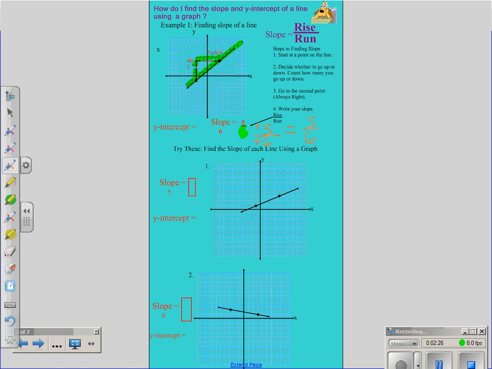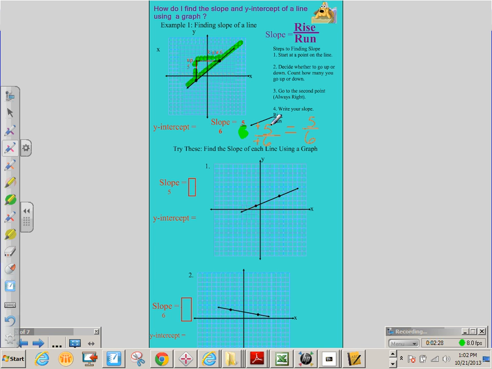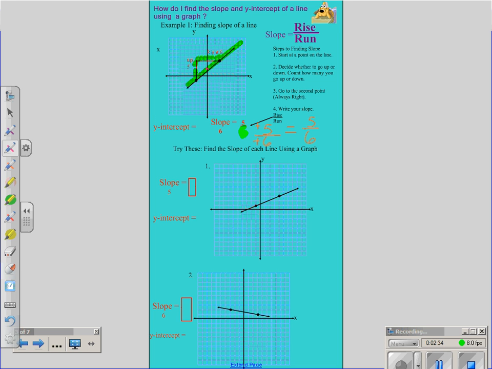Now the y-intercept simply means the place that the graph crosses the y-axis. I can see that the y-axis is crossed at about this point. It's actually halfway between 1 and 2, so I would say that the y-intercept is 1.5. Generally speaking, we're going to give you y-intercepts that are right across a point. But in this case, it's a little bit off from that, though it does go right in between the 1 and the 2. So that would be 1.5. The y-intercept simply means the place that the graph crosses the y-axis.